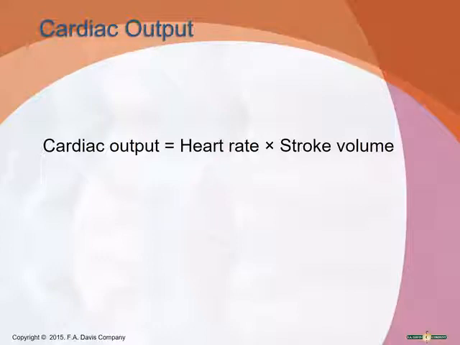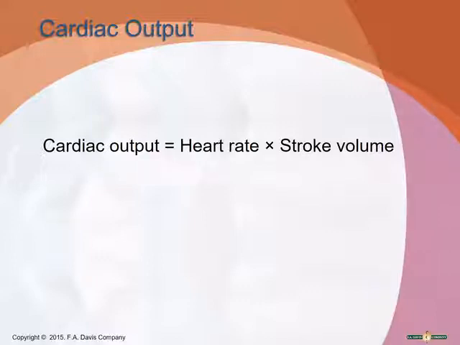Cardiac output really refers to the amount of blood your heart pumps in 1 minute. And a way to determine cardiac output is to take the heart rate and multiply that by the stroke volume. The stroke volume is the amount of blood that is pumped with each heartbeat. An average resting cardiac output is between 5 and 6 liters a minute. If you think about that, that's an awful lot of fluid for your heart to be pumping.